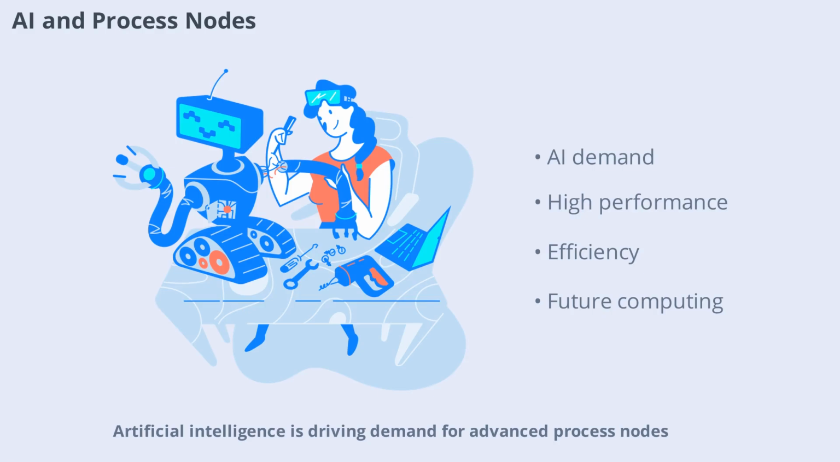Artificial intelligence is driving demand for advanced process nodes. AI chips require high performance and efficiency, pushing manufacturers to innovate. The synergy between AI and semiconductor technology is shaping the future of computing, with new nodes enabling smarter, faster devices.